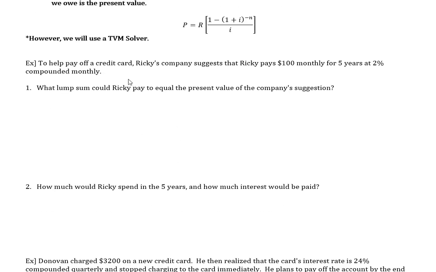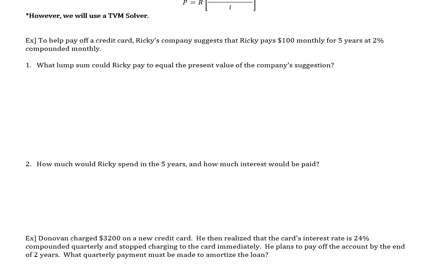So in this example, it says to help pay off a credit card, Ricky's company suggests that Ricky pays $100 monthly for 5 years at 2% compounded monthly. All right, so just right away there we see the compounded, we see the pays monthly.